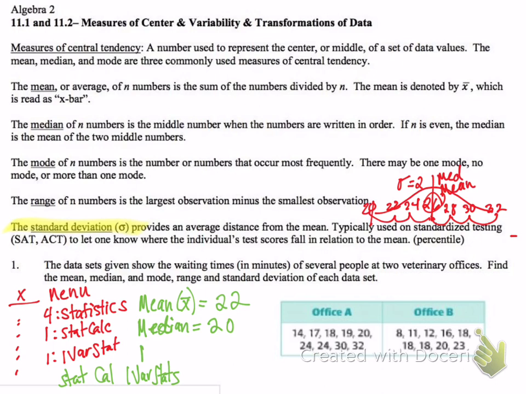My mode, I can just look at the data and tell which one occurs most often, which is which one? 24. My range, I take the max minus the min. It gives me the max in my calculator, which is 32. And it gives me the min, which is 14. So my range is what? 18.